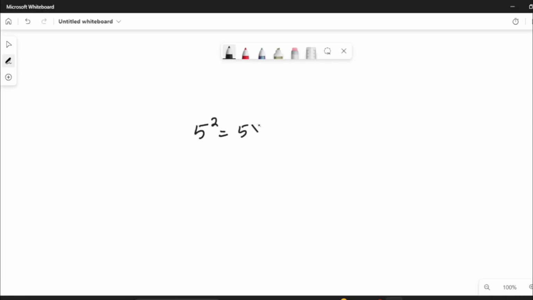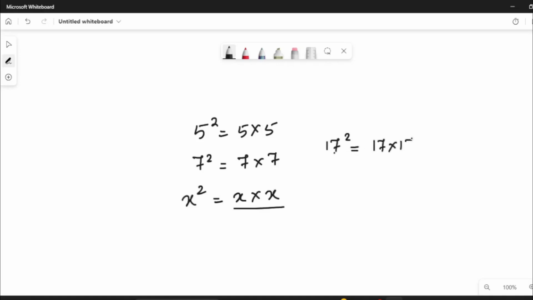This is 5 multiplied with 5. If I write 7 square, what does this mean? 7 is multiplied with 7. That means if I write any square, that means the same number is multiplied with itself. Okay. Suppose I write 17 square, that means 17 should be multiplied with itself. Okay. So square of any number means we have to multiply the number with itself twice. Okay. So I hope this is clear.